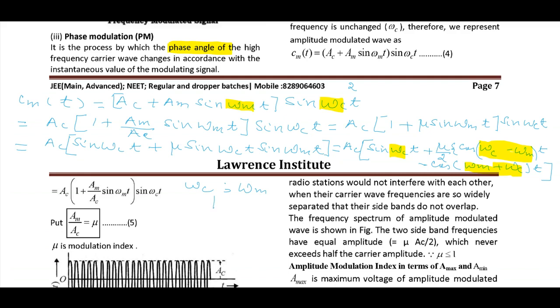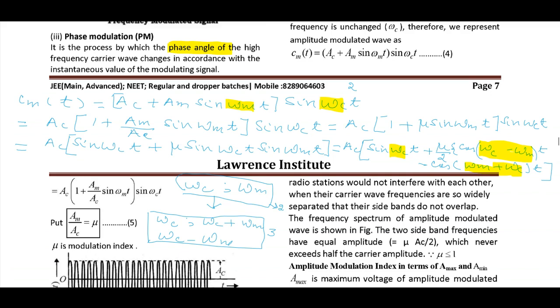After modulation, we are having three frequencies. Omega c is the frequency of the carrier wave, then omega c plus omega m, a frequency more than this, and the third frequency omega c minus omega m. Now in the modulated wave, I am having three frequencies. Before modulation, we were having only two frequencies: one of the carrier wave and the other of the modulating wave.